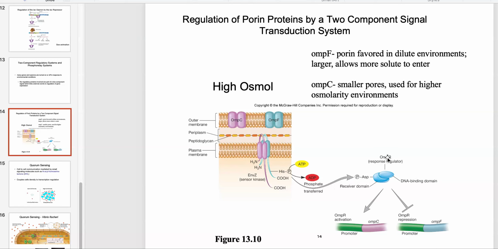And OmpR-phosphate then can become a dual activator and repressor of the appropriate genes. In this particular case, OmpR-phosphate activates, so it sits on the promoter of ompC to allow for more OmpC to be expressed. Simultaneously, it sits on the operator of ompF to block OmpF expression. So in that way, your progeny can get more OmpC produced as you grow and less OmpF as you grow in this high osmolarity environment.